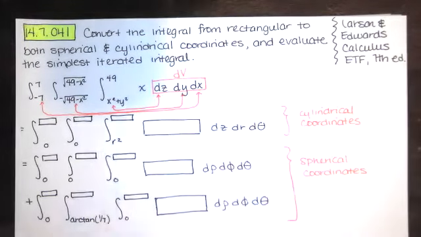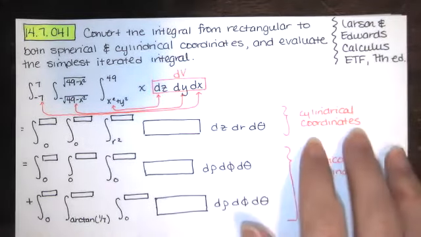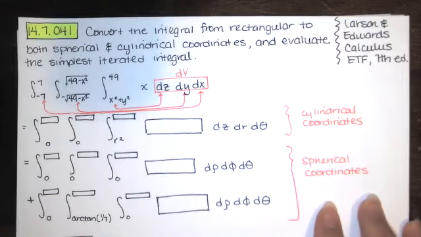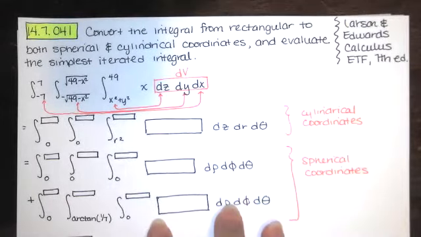We want to take that and convert to cylindrical coordinates, which are just like polar coordinates, except we've got a z as well. And we also want to convert to spherical coordinates. Now this is what's given to us in WebAssign.